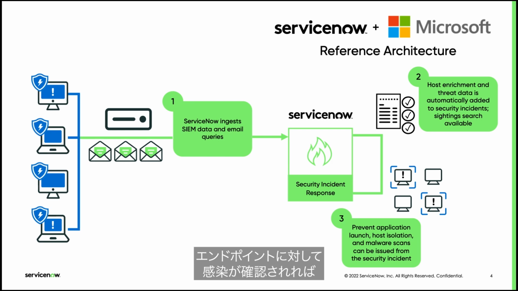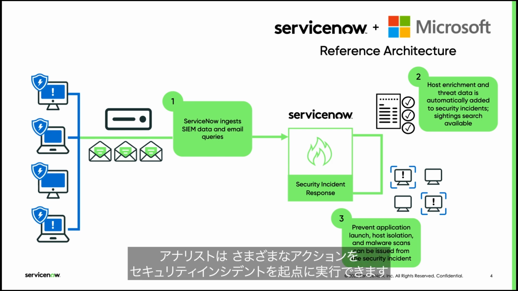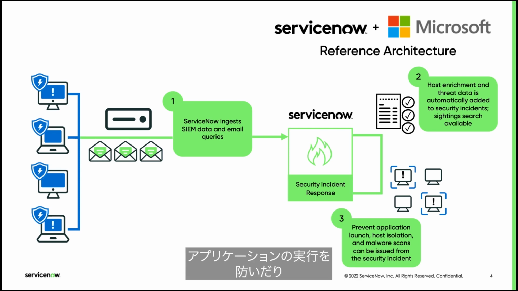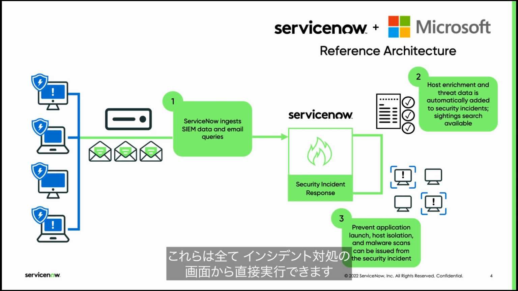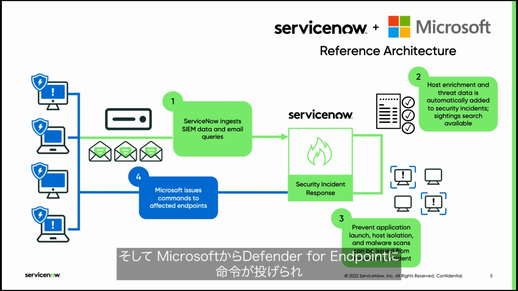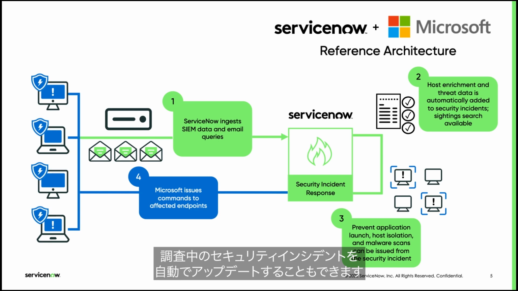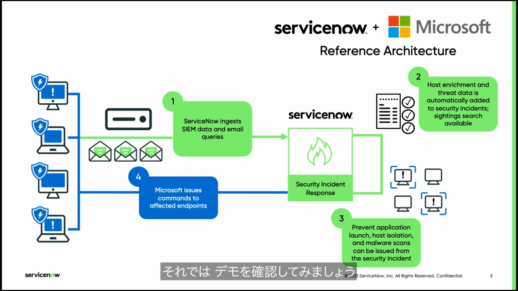Once it's determined that the endpoint is infected, a few different actions can be taken by the analyst directly from the security incident. They can prevent applications from launching. They can isolate the host off of the network, or they can issue a malware scan, all directly from the incident screen. From there, Microsoft issues the commands to Defender for Endpoint and automatically updates the security incident in question. Let's see how this works in a brief demonstration.